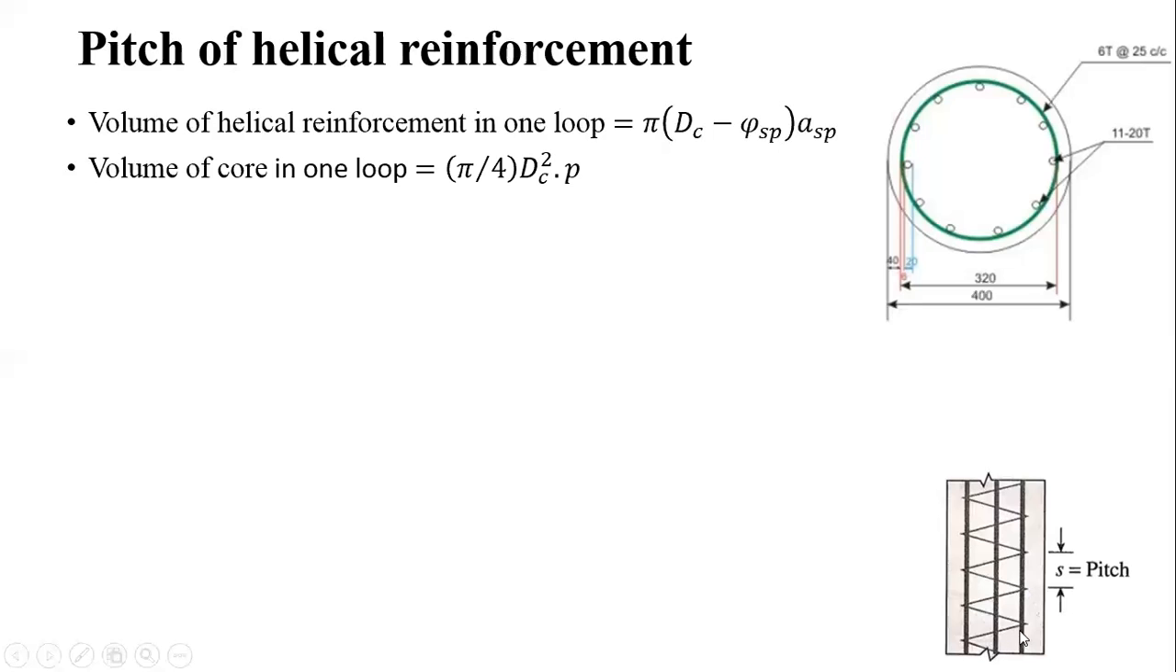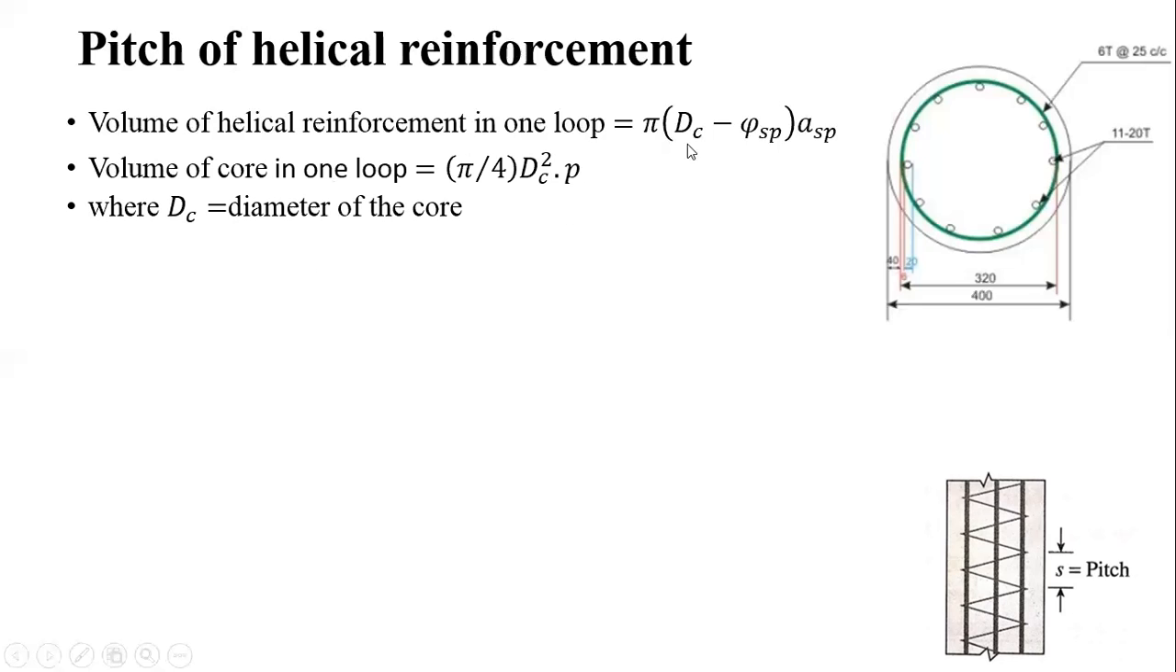When you do that, this is your continuous spiral reinforcement here. Okay, so the distance from here to here, that is called your pitch. So you have already calculated the area. How much is the volume of core in one loop? This is my area of the core multiplied by this pitch, from here to here. So that is nothing but your volume of core.